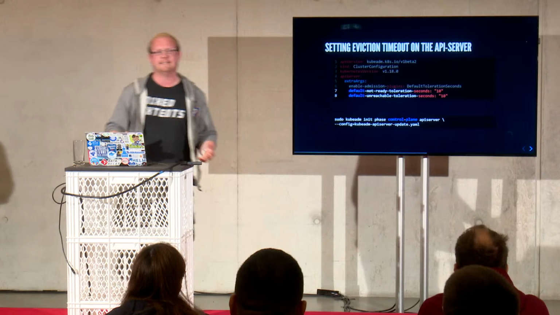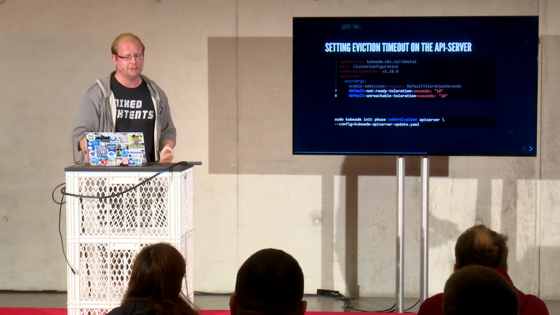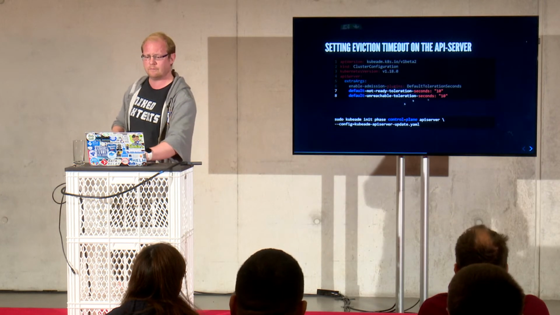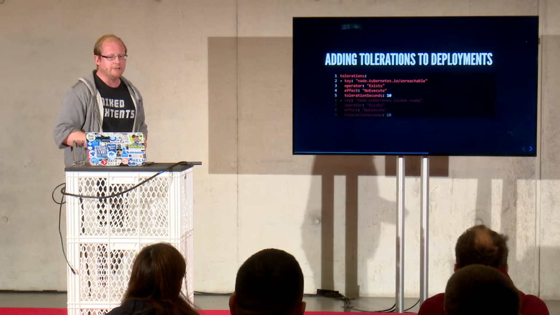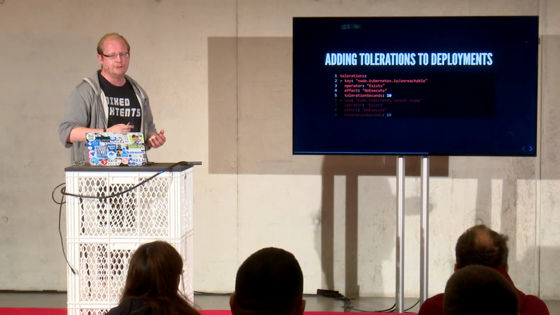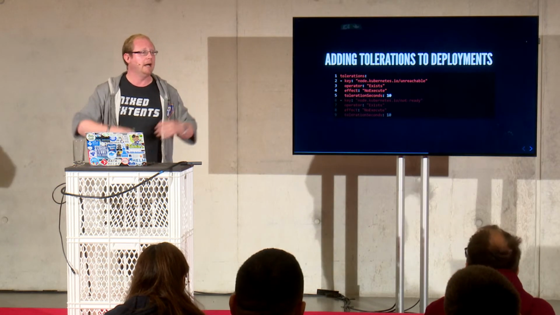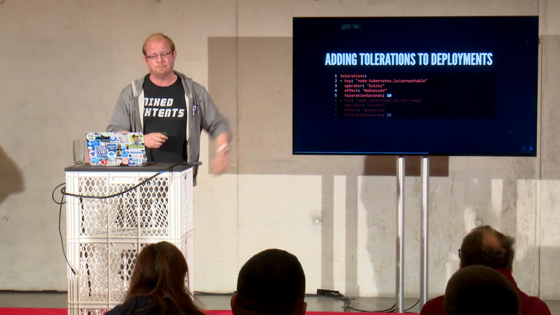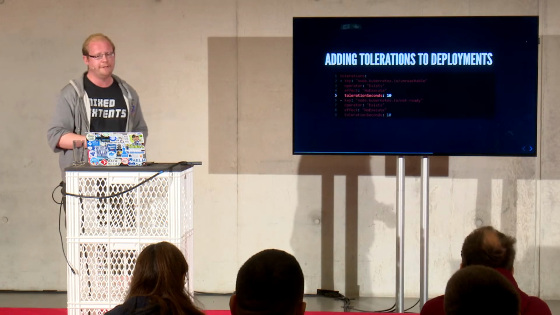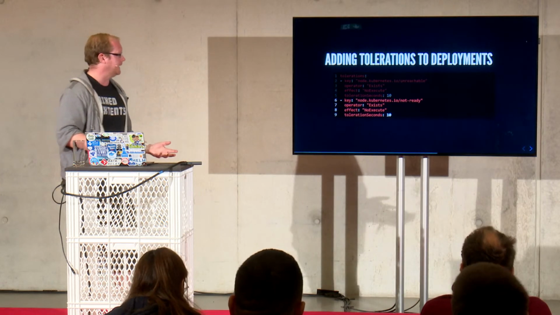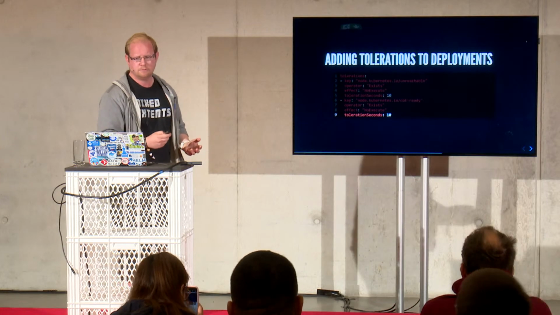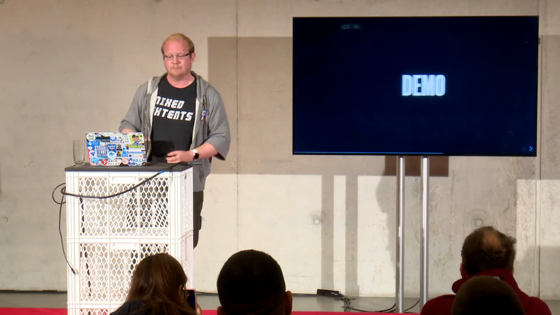We don't have access to our API server. So what we need to do is actually add the toleration into the deployments. And we can just add these into our deployment.yaml when we apply it, giving it 10 seconds for unreachable and 10 seconds for not ready. So let's go and see the difference.